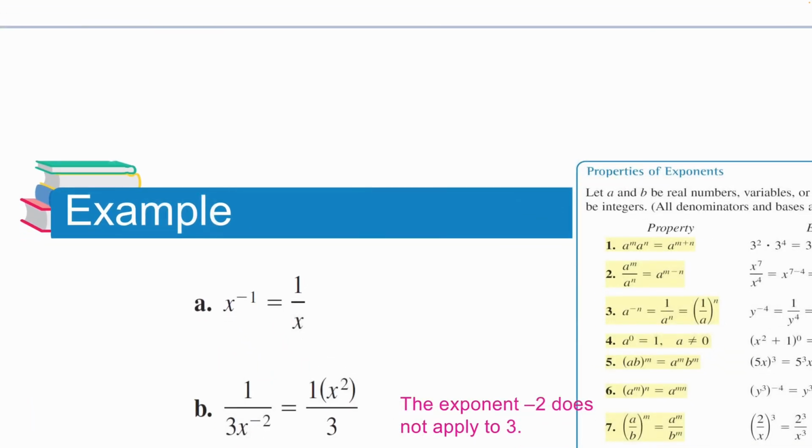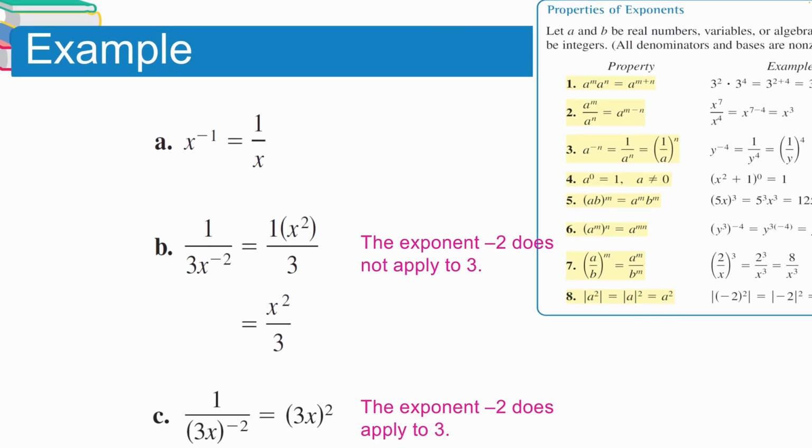And then here are some more examples. We're told that x to the negative first power is going to be 1 over x. Hopefully that makes a lot of sense because we have this third rule, and if our n was 1 and our a was x instead of a, then that would be true. So hopefully that makes a lot of sense.